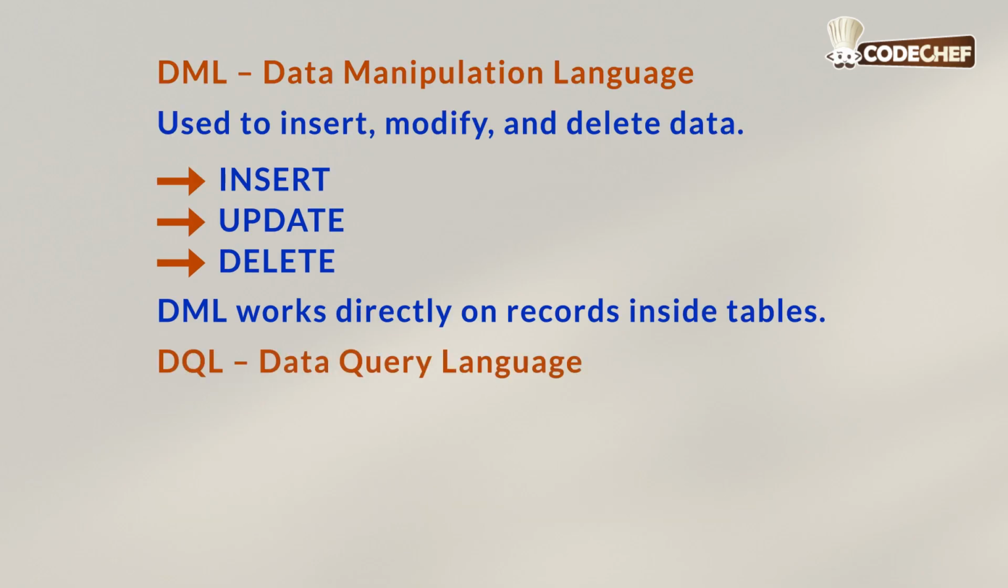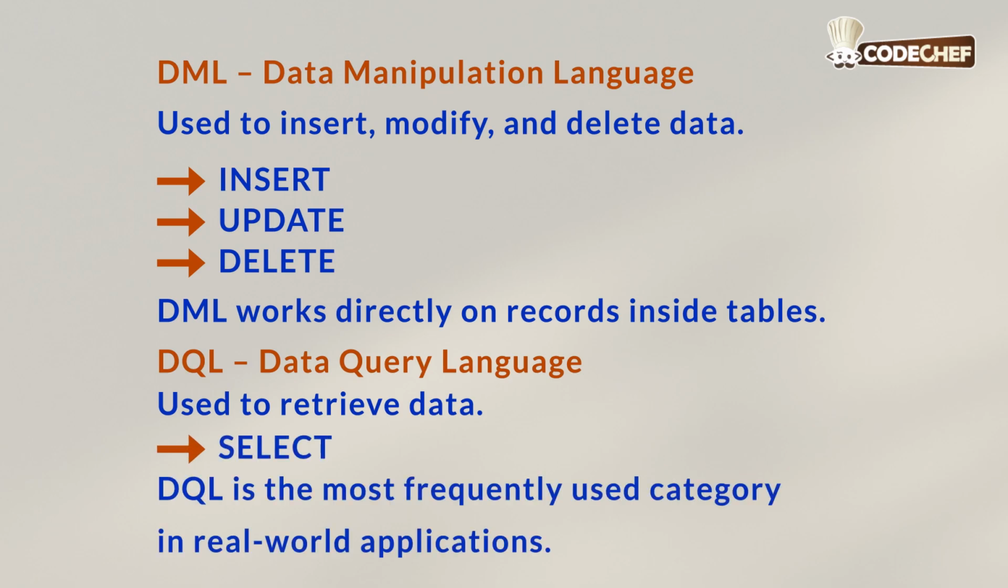Next is DQL, which means Data Query Language. It is used to retrieve data. The command that comes under DQL is select. DQL is the most frequently used category in real-world applications. Why? Because we use DQL to retrieve data. Most of the time, we need DQL for retrieving some important reports, data, or other forms of meaningful information.